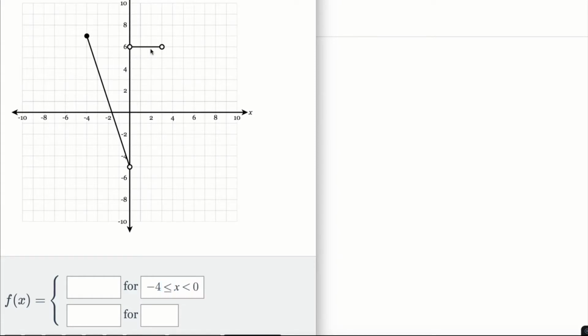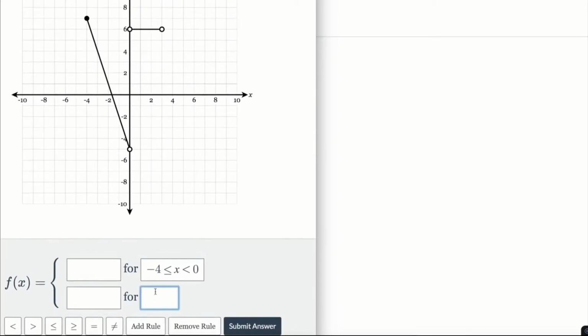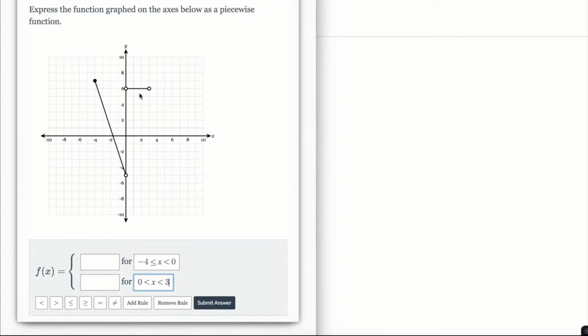Now, what's the domain of the second piece? Well, the first x value on the line is 0, and the last one is 3. But the x values 0 and 3 both have open circles. So we would actually write 0 less than x less than 3, and neither of them would have the or equal to sign.